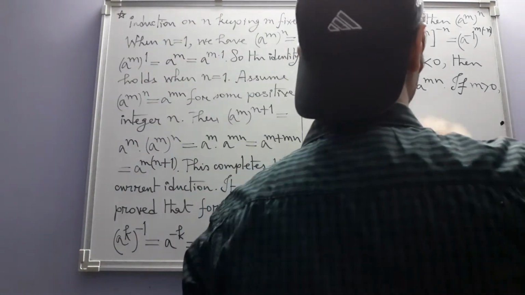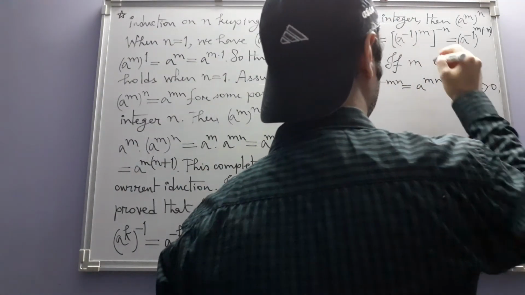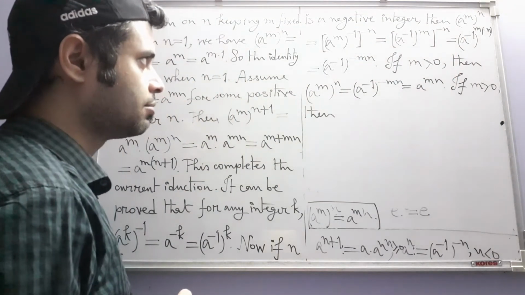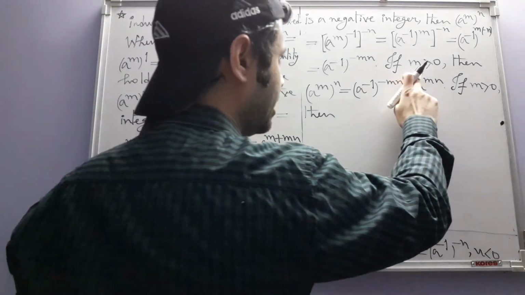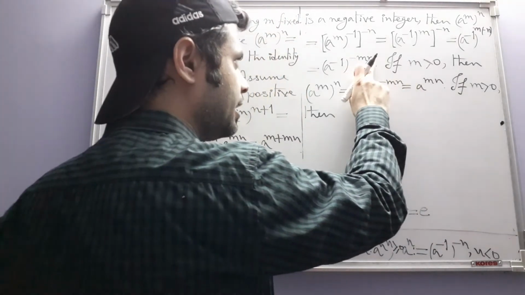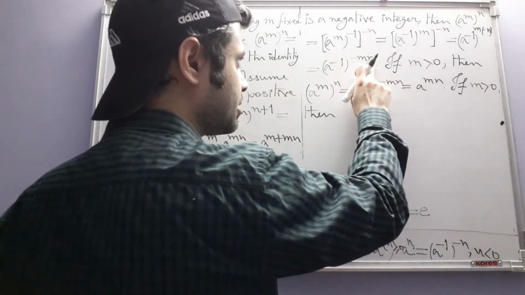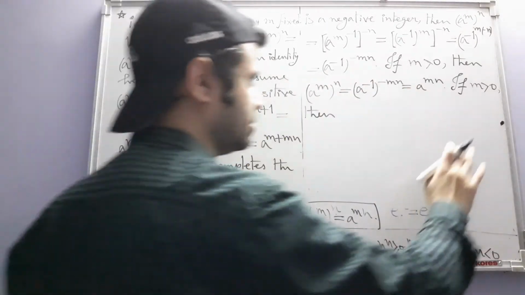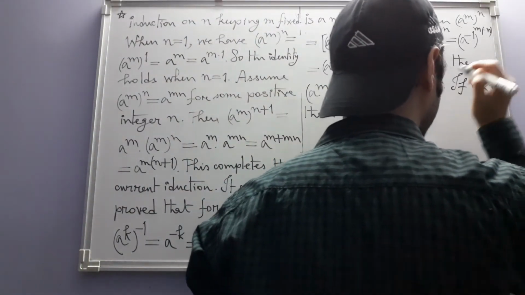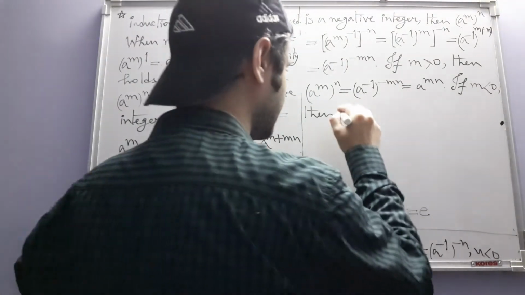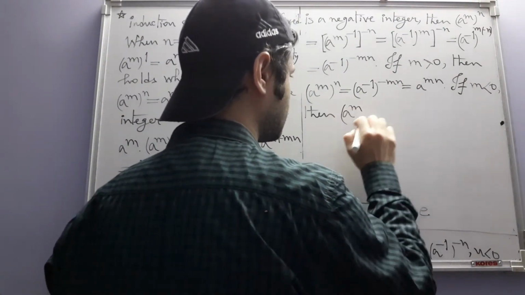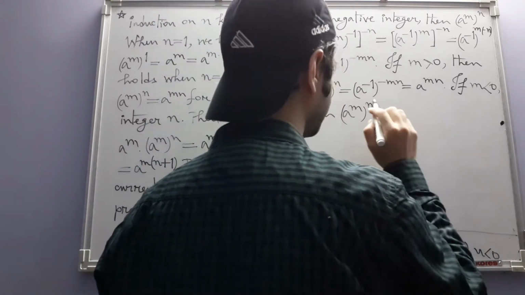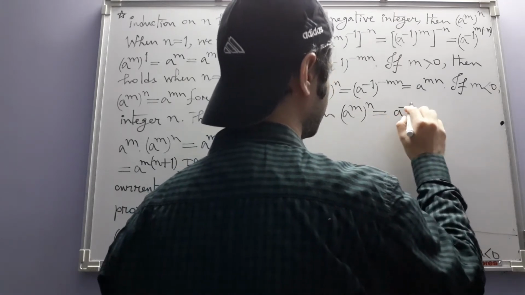Oh, sorry, I forgot about n entirely. Thinking about m, I forgot about n. If m is positive, since n is negative, minus n is positive, and m is positive, so that means here I have positive. Now in this case I have positive, and in this case I have negative. Sorry about that confusion. If m is less than 0, then this is equal to this, we have already proved.